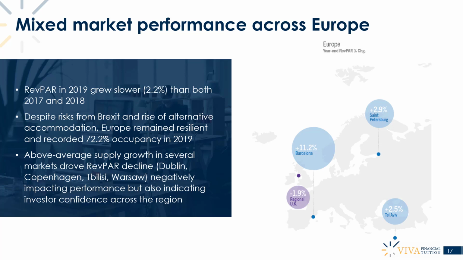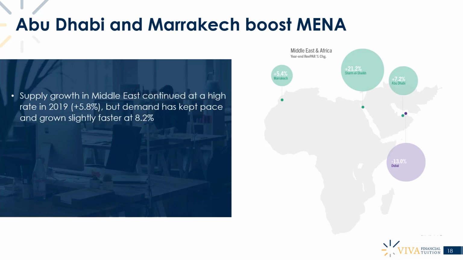Then we're looking at Middle East and Africa. Abu Dhabi and Marrakech boost the market in this particular region. Supply growth in the Middle East continued at a high rate. So a lot of building going on, a lot of hotels being finished in 2019, up 5.8%. But demand has kept pace and actually grown slightly faster at 8.2%. So this is a quite healthy market from a growth perspective.